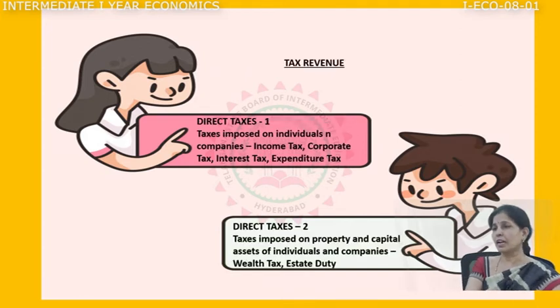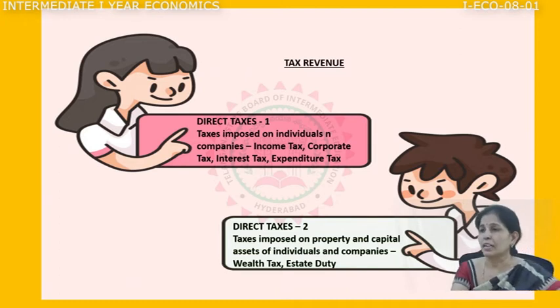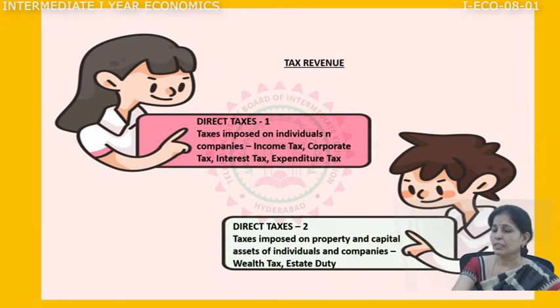Let us see what comes under tax revenue. There are direct taxes and indirect taxes. First, let us talk about direct taxes. Under direct taxes, there are taxes imposed on individuals and companies. They are income tax, corporate tax, interest tax, and expenditure tax. There is one more direct tax, which is imposed on property and capital, that is, assets of individuals and companies. These taxes are wealth tax, estate duty, etc.